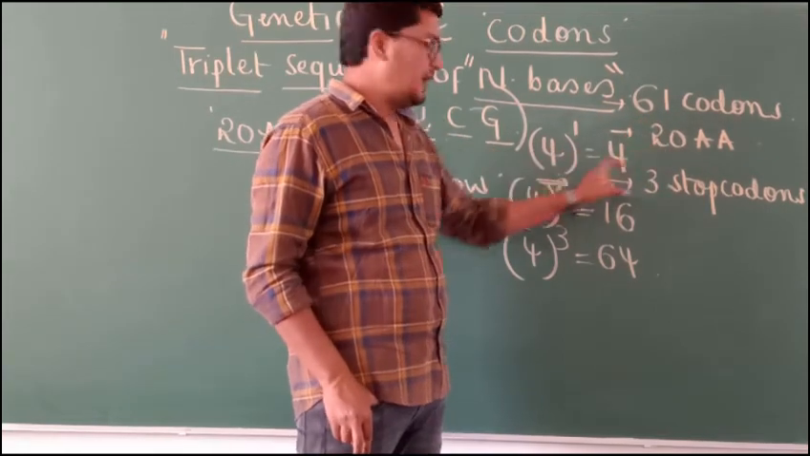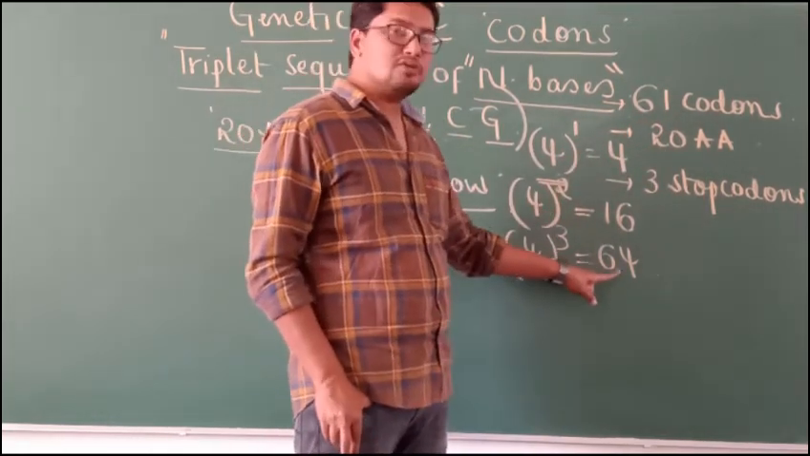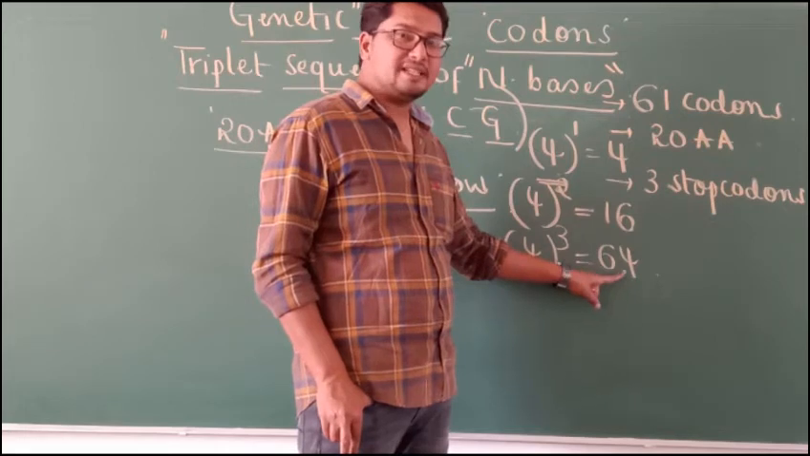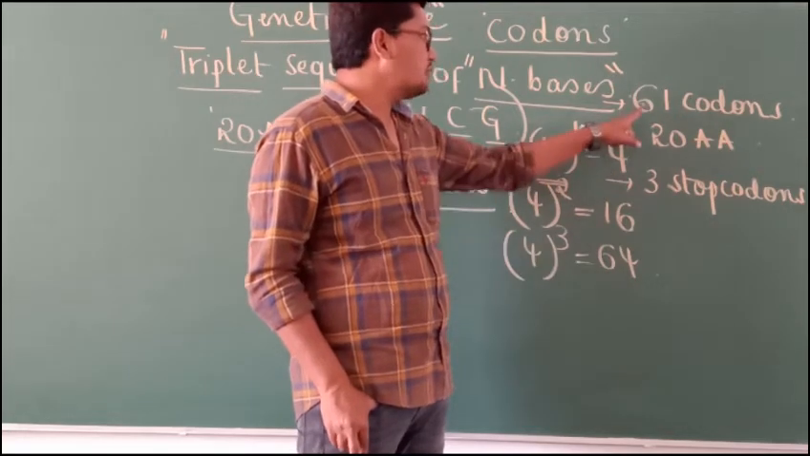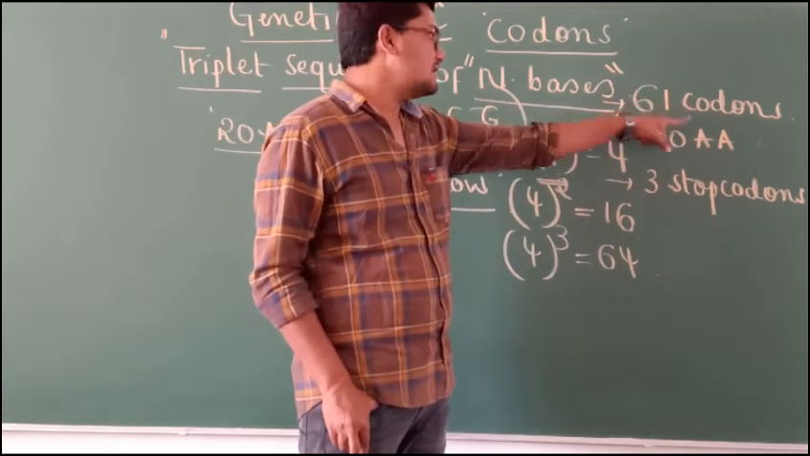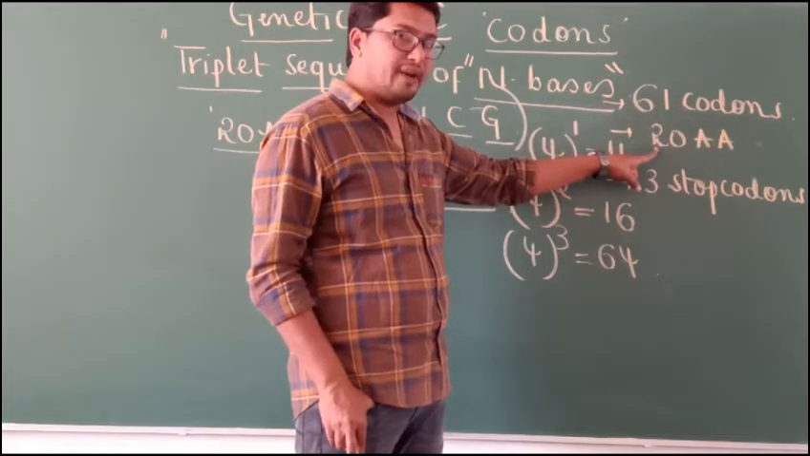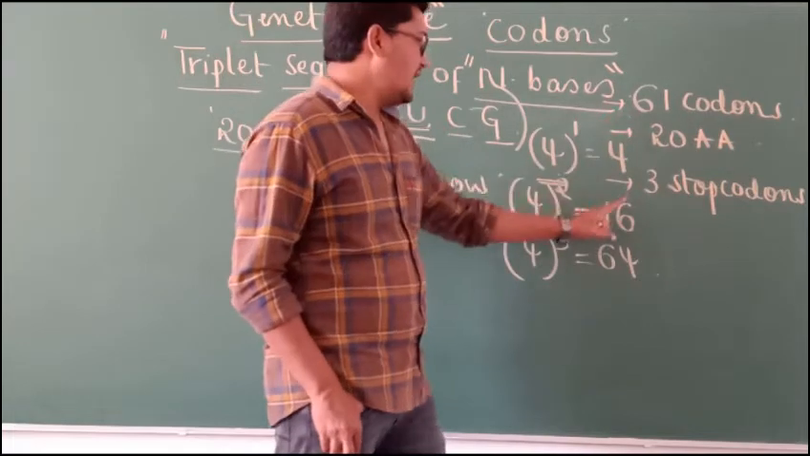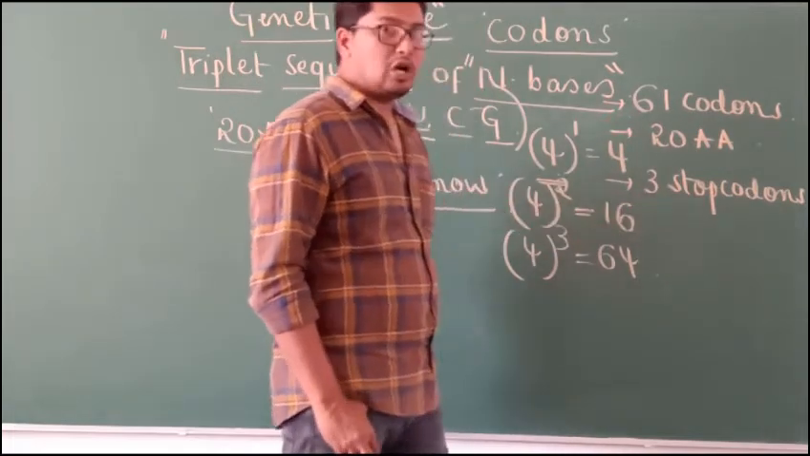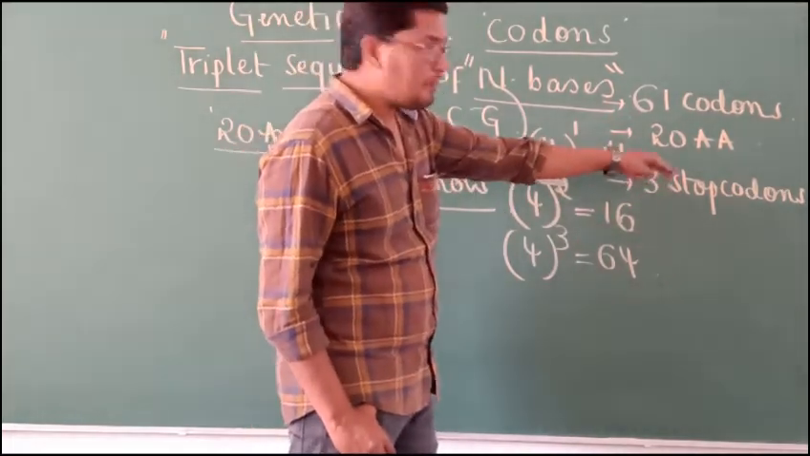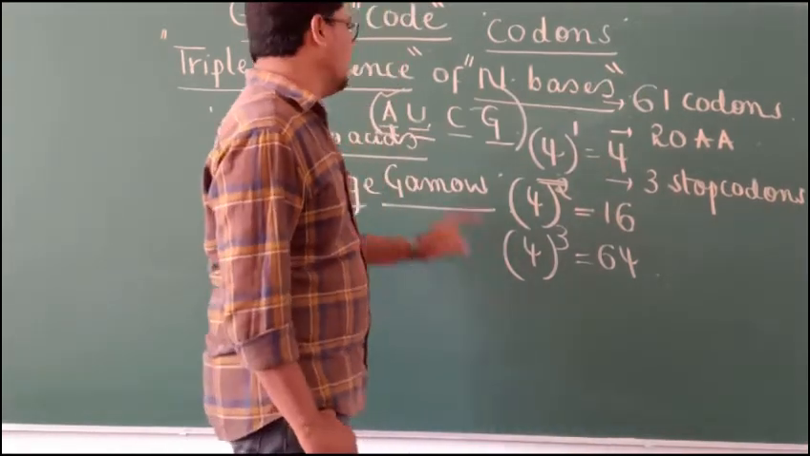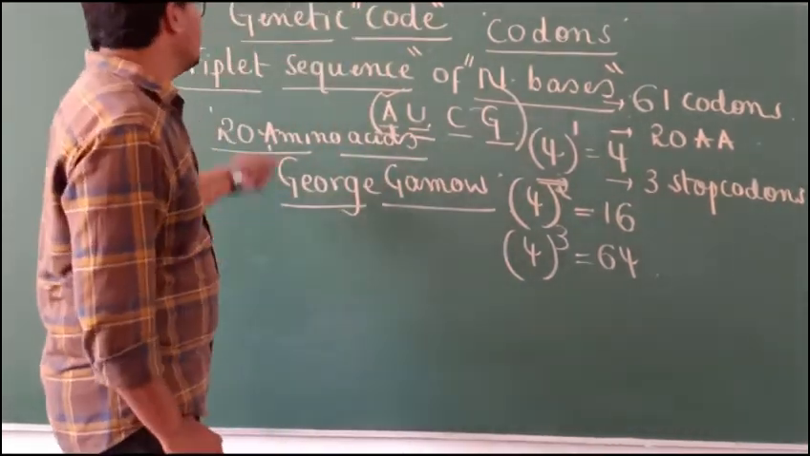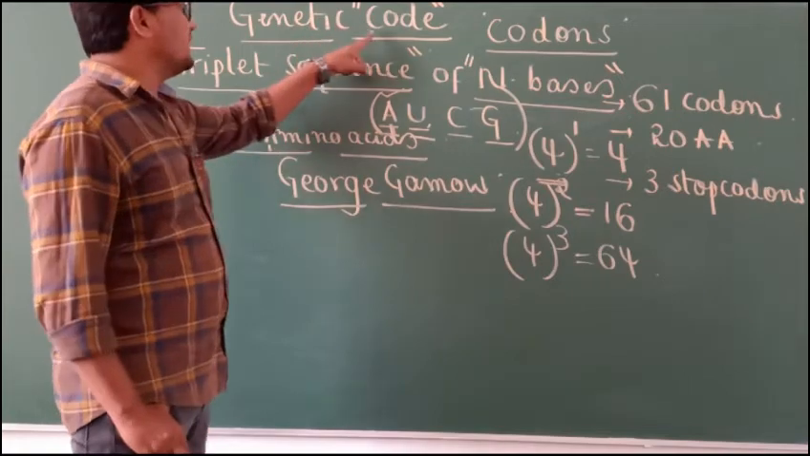So altogether in the genetic code library, what is the total number of codons present? That is 64. Out of 64, 61 are the coding codons. They code for 20 types of amino acids and 3 codons do not code for any amino acid, and such codons are called stop codons, which we discuss later. So first let me repeat and let me tell you what is genetic code.